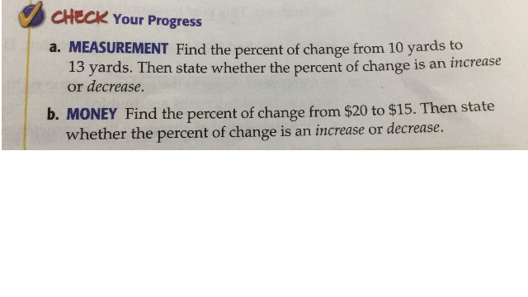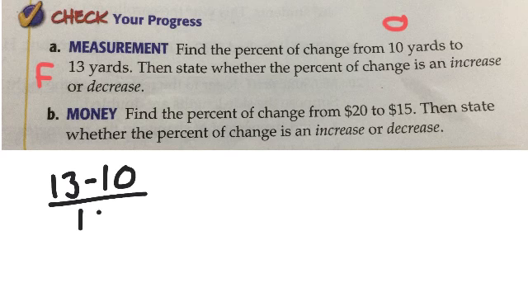Which one was the final value? 13. Okay, 13 is the final, which means 10 is my original. So you plugged in, I guess, final minus original divided by original. All right, and then what numbers did you get here? Did you put it all in your calculator? No. Or you didn't get anything? I didn't get it because I don't get it. Like, I need you to explain it to me again.